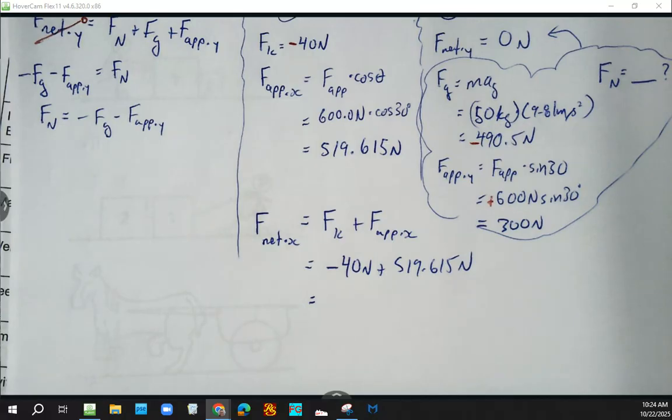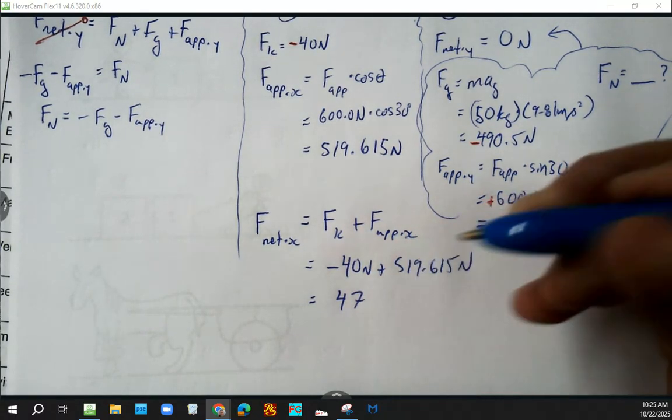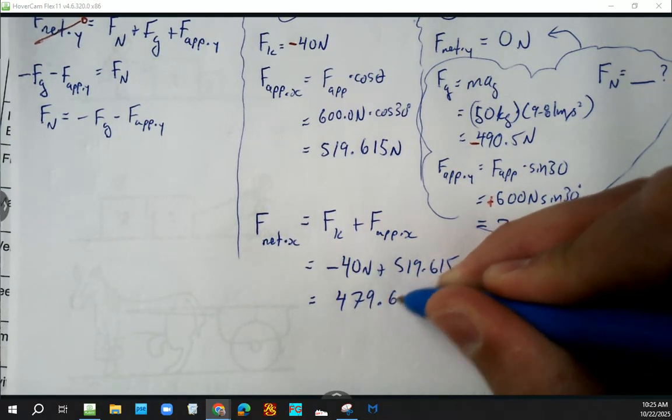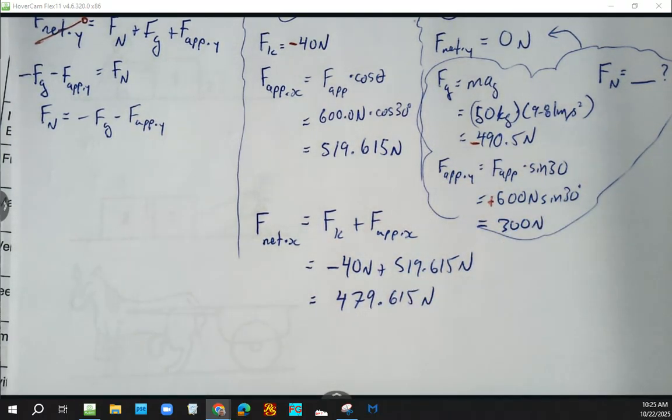It's in the high 400s. 479.6. Yeah, 479.615 newtons. I'm going to leave it unrounded, right? Don't round it off prematurely. I know some of you did that on your last test, a little premature rounding. Burns you just a little bit.